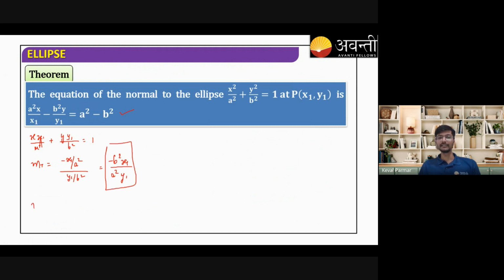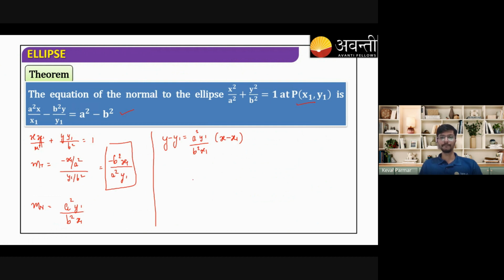We know that tangent and normal are perpendicular to each other. So what will be the slope of normal? It will be a square y1 upon b square x1, negative reciprocal. Now, what is the point? Point is P x1 comma y1. So if we use the slope point form, which is y minus y1 is equal to m into x minus x1. If we cross multiply and simplify, I think we'll get it, right?